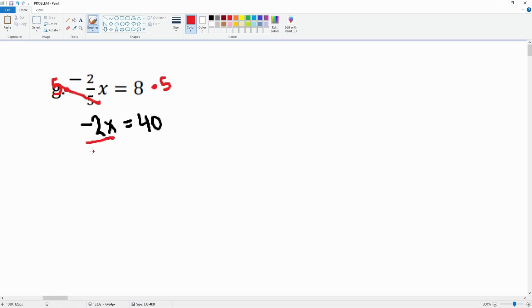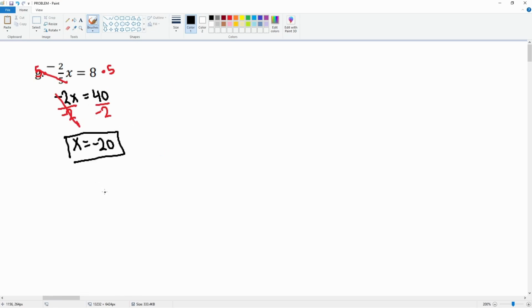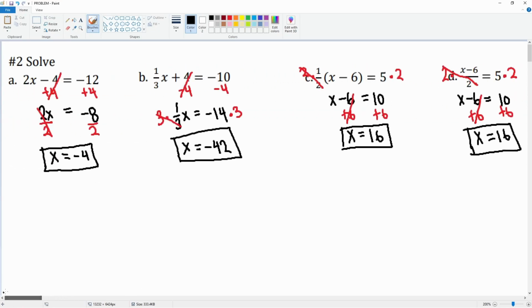Next, you want to divide by 2 to both sides. This cancels, leaving you with just an x is equal to negative 20. So that would be your final answer here. All right, so there you go. That is how you solve.